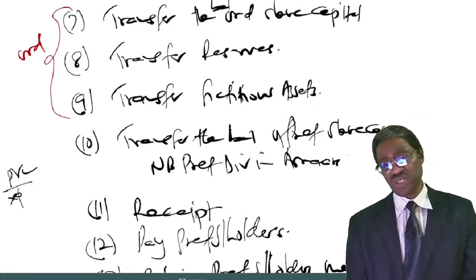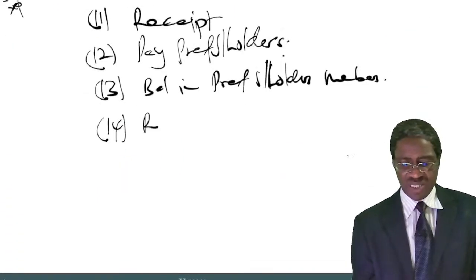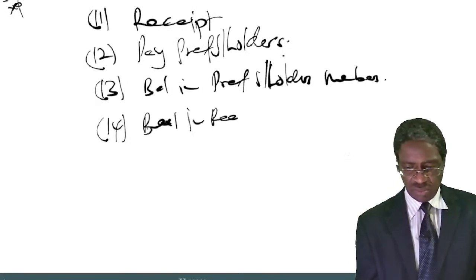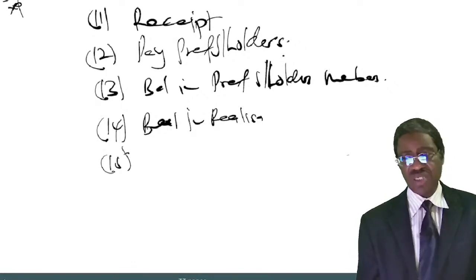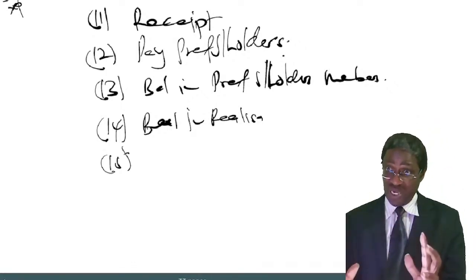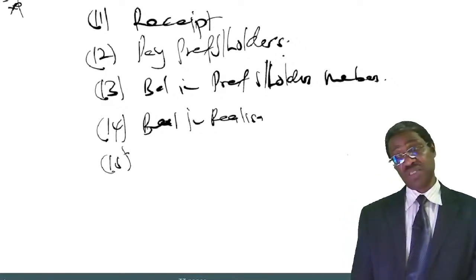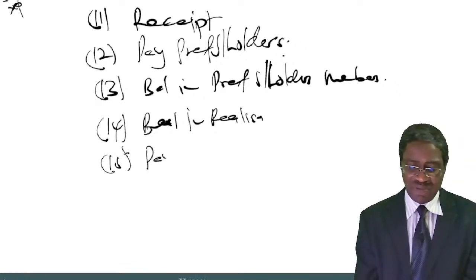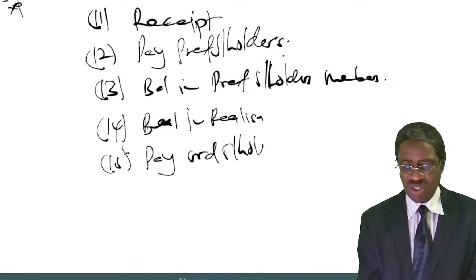15 and the last one. This is with the balance in the realization. Number 15 and the last one is who are the last guys to be paid? Obvious, they are the ordinary shareholders. We want to pay the last guys and everybody now goes their way. Our step number 15 says pay ordinary shareholders what is due to them.